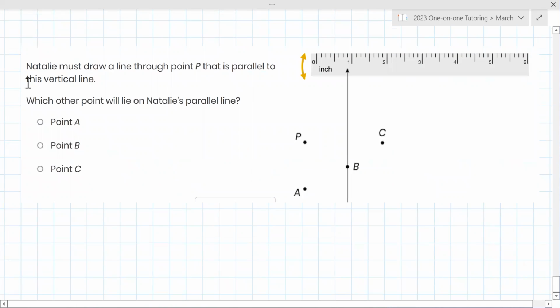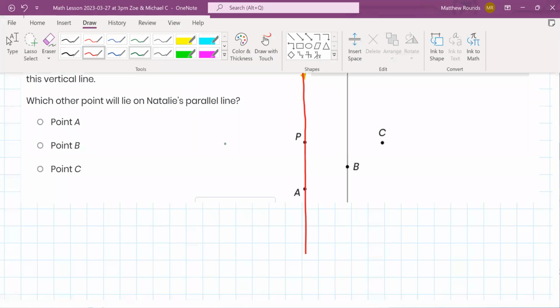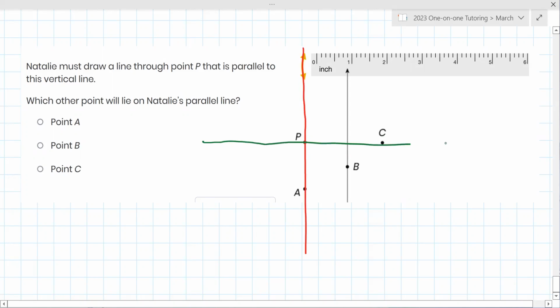All right, can you read this out loud for us, please, Natalie? Natalie must draw a line through point P that is parallel to this vertical line. Good. Okay, so I'm going to draw two lines. I'm going to draw a line in red and a line in green. Which is parallel to the black line? Is it the red or is it the green? The red. Okay.